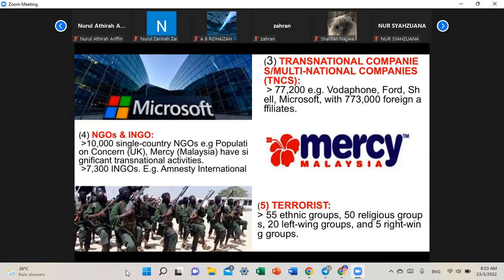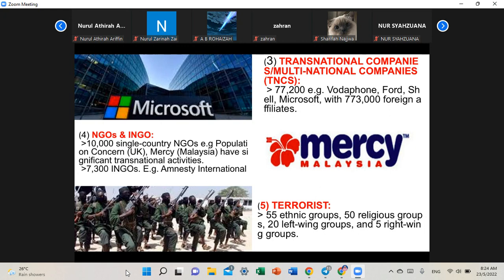Okay, and then question number 5, terrorists. 55 ethnic groups, 50 religious groups, 20 left-wing groups, and 5 right-wing groups. Usually when we discuss terrorists, they have a political motive behind their operation. It can be that they are pursuing more autonomy. It can also be that they are pursuing total independence.